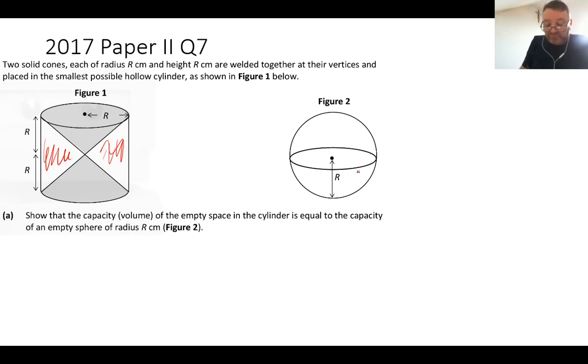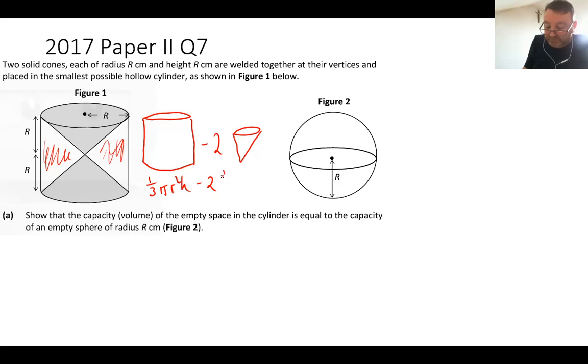Now, how do we do that? Well, first of all, what is the empty space? How do I get the empty space in this part, figure 1? Isn't it a cylinder minus 2 cones? Isn't that exactly what it is? That's what the empty space would be. So it would be pi r squared h minus 2 times a third pi r squared h. Sorry, I shouldn't have a third there. That's cylinder is a full pi r squared, of course. Okay, so pi r squared h minus 2 cones, which is a third pi r squared h.